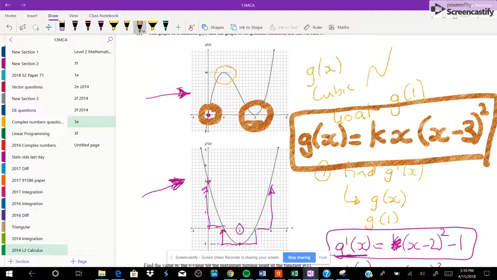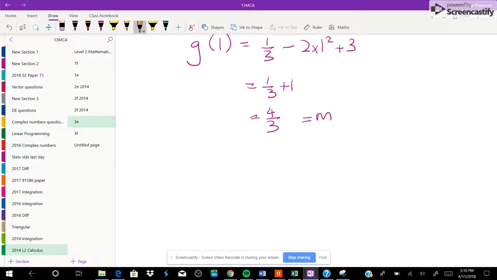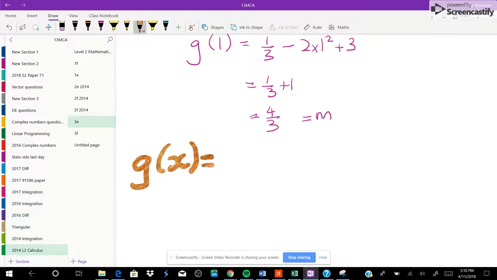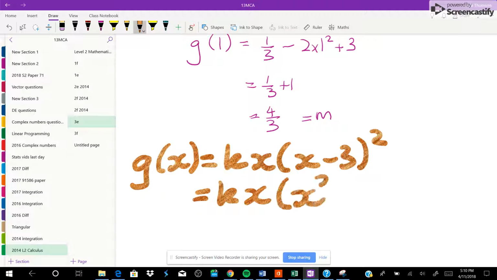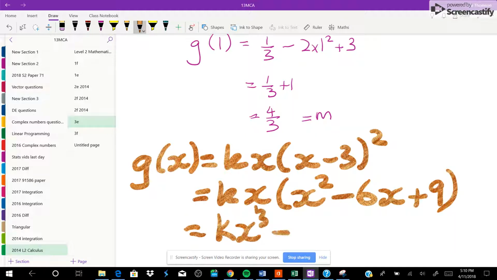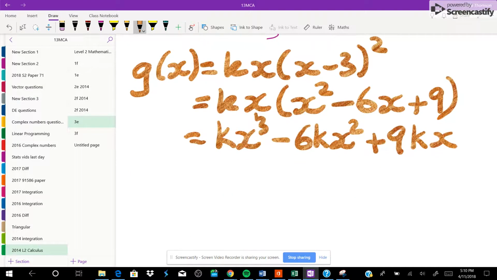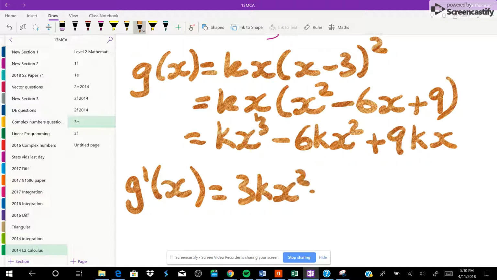What we're going to do now is leave that k in there, go down to a clean bit of whiteboard space, and expand this expression. Then we're going to differentiate it and use some information from in here. So g of x is equal to kx times x minus 3 squared, which is kx into this. So kx cubed minus 6kx squared plus 9kx. We can differentiate that easily. That'll give me 3kx squared minus 12kx plus 9k.